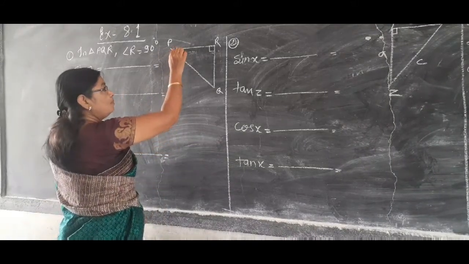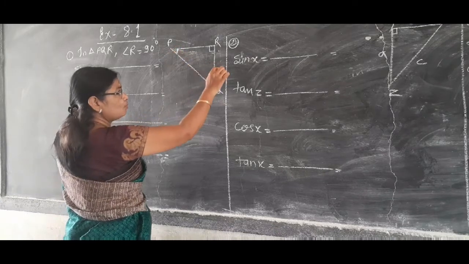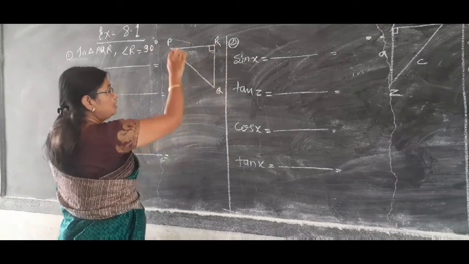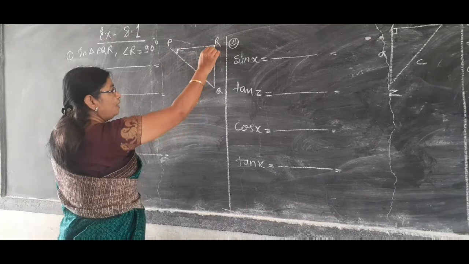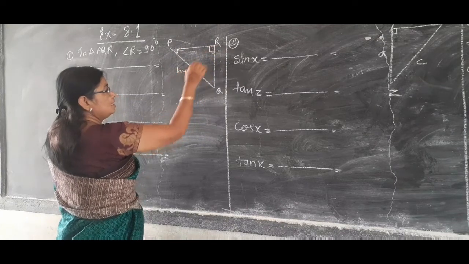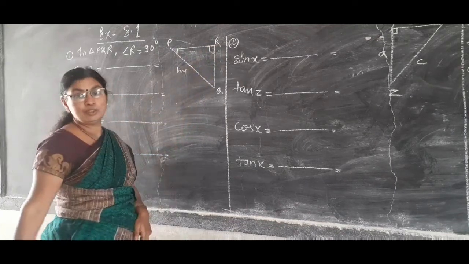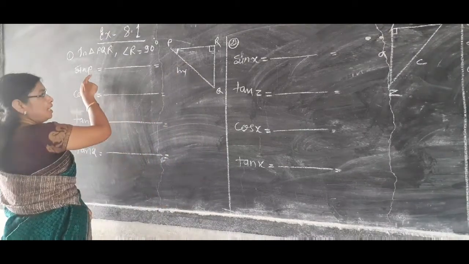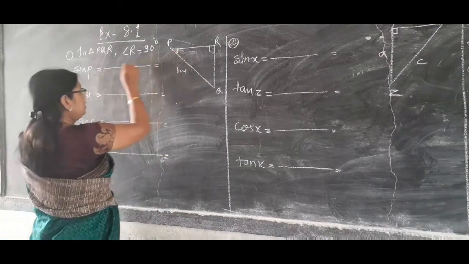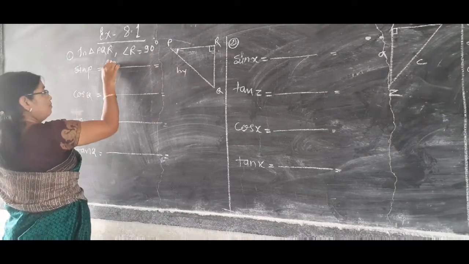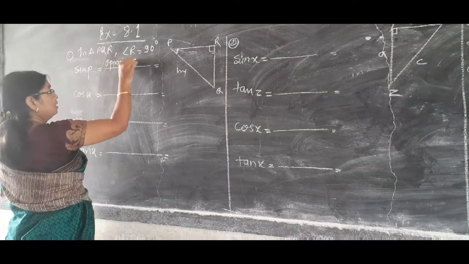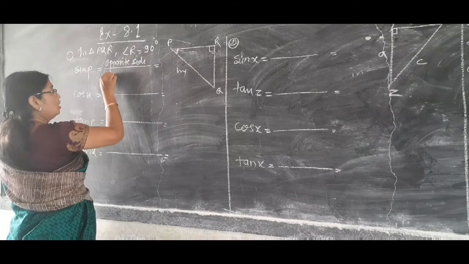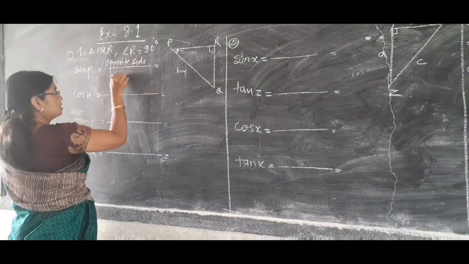Now for angle P, which is the opposite side? QR. Which is the adjacent? PR. And always the side opposite to 90 is the hypotenuse. So first you have to find out sin P. Now sin P means what is your formula? Opposite side upon hypotenuse.